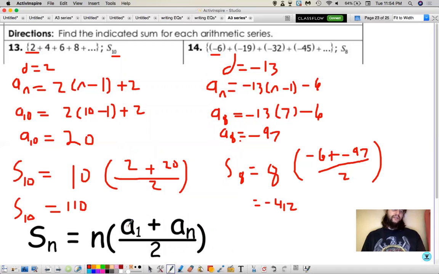So yeah, the reason this is working, this is averaging them, right? So you're finding the average and multiplying by how many numbers you had. And that's how you come up with the sum.